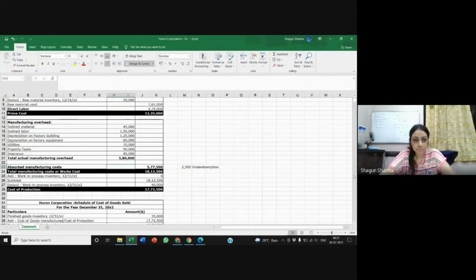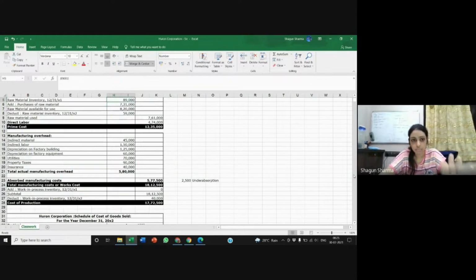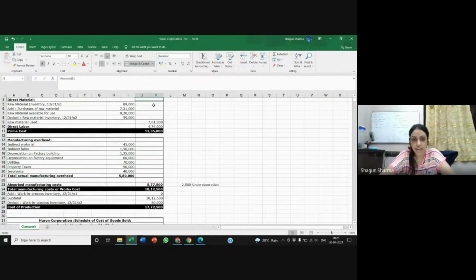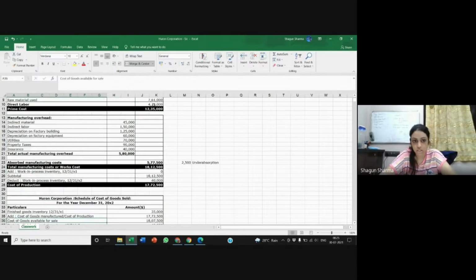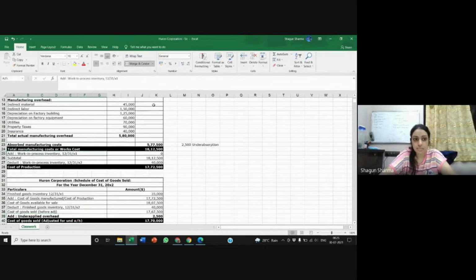Okay. So for the company, before these numbers were revealed, what has happened is essentially it added its direct material, which was this material consumed. It added direct labor, that became prime cost. Then it added this absorbed manufacturing cost of 577,500, and it came to its works cost. To its works cost, it made the WIP adjustment, which was adding opening WIP and subtracting closing WIP. So what you got was your cost of production.